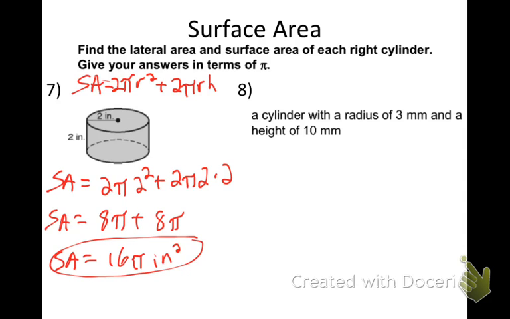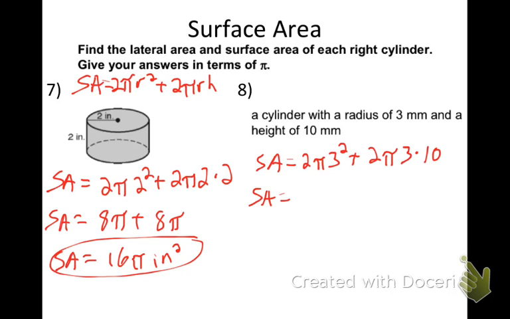Okay, number 8. I need a cylinder with a radius of 3 and a height of 10. Tom, what is my radius here? 3. So I have surface area equals 2 pi 3 squared plus, next one here, 2 pi, what's the radius, Tom? Radius is 3. What's the height, Tom? 10. So 3 times 10. Now I work through the problem. What's 3 squared, Tom? 9.